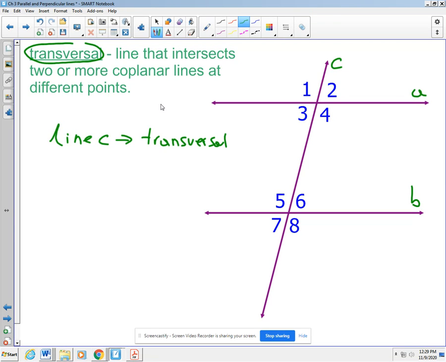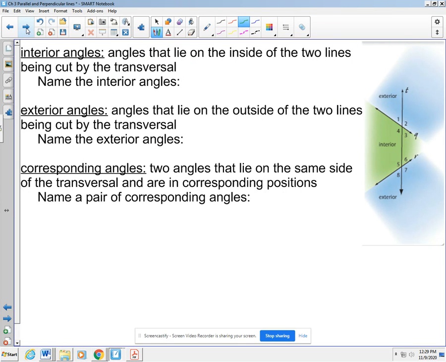Now, if you look at this, we have 8 different angles. The angles we will talk about are special in geometry, and we'll have special names for them. We'll talk about interior angles, exterior angles, and then corresponding angles. Interior angles are angles that lie on the same side of the two lines being cut by a transversal. In this case, T is your transversal.